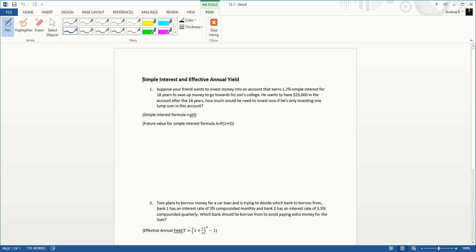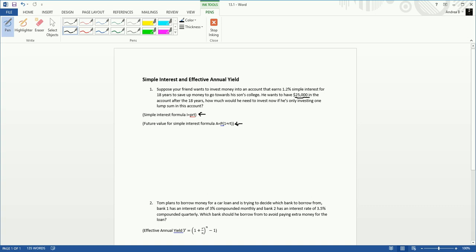So here I wrote down below just a reminder in terms of what the simple interest formula is and what our future value for simple interest formulas are. So both of those are different ones that you can use depending on the problem that you're working with. In this particular case, we are working with simple interest, but we're dealing with a future value because we want how much he needs to invest now if we know how much he wants to have in the future.